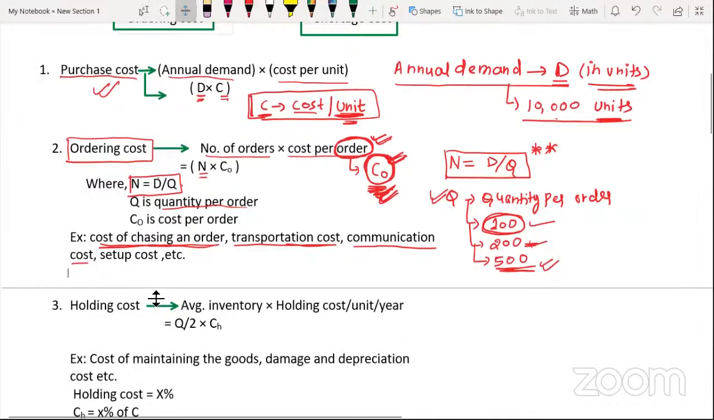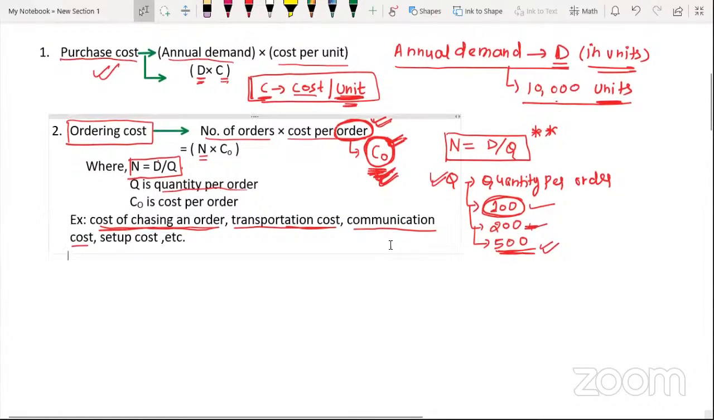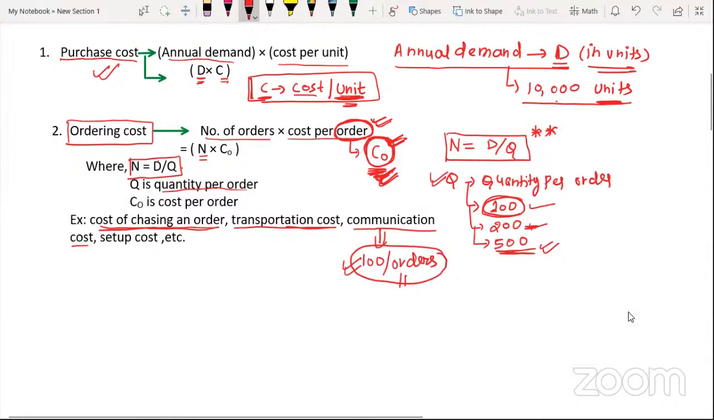In the examination, there may be written the communication cost. Suppose it is written that the communication cost is 100, so it means 100 per order. So it is just like ordering cost, it is C naught. It means C naught is given.